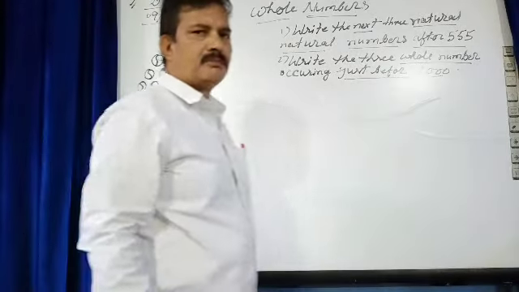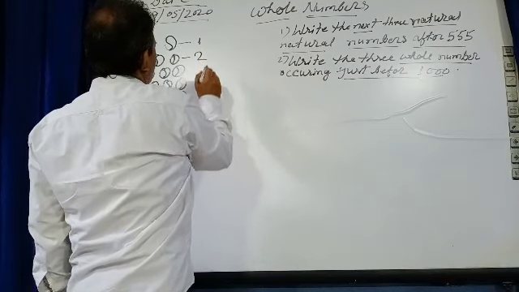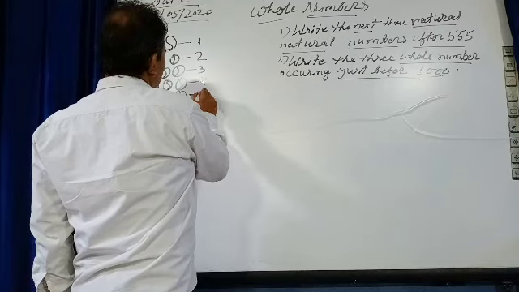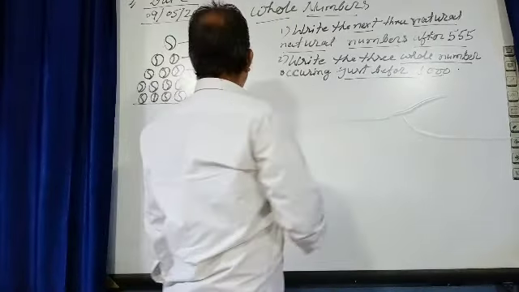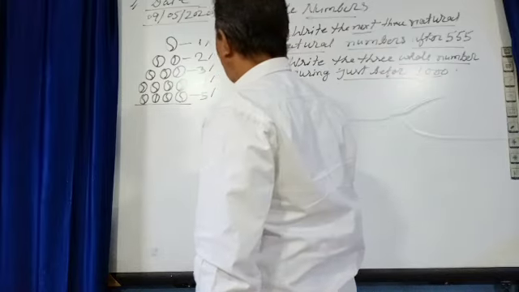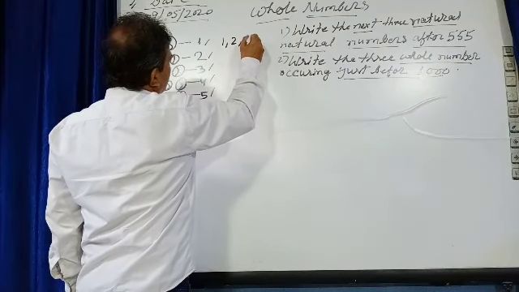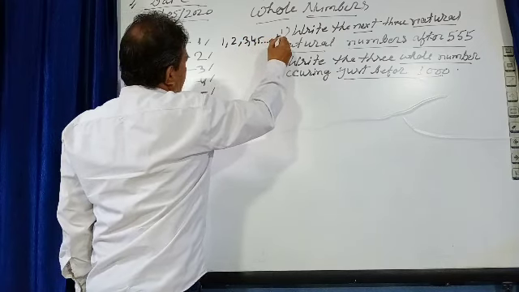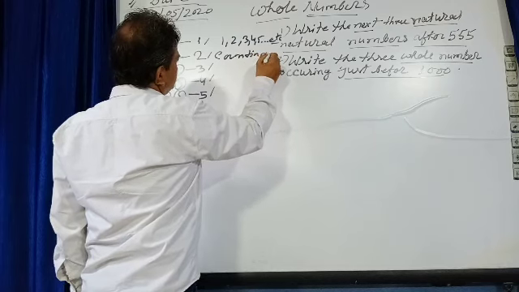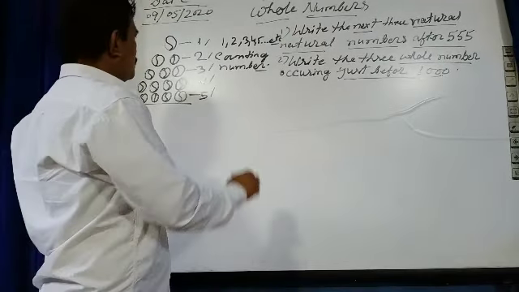These are collections of balls. In the first row, one ball; second row, two balls; third row, three balls; fourth row, four balls; fifth row, five balls. 1, 2, 3, 4, 5, and so on. These numbers are called counting numbers.